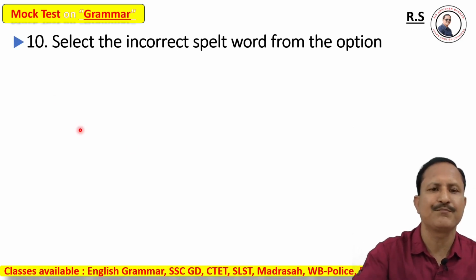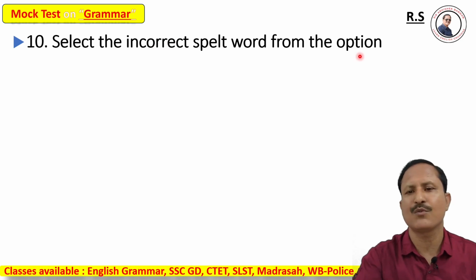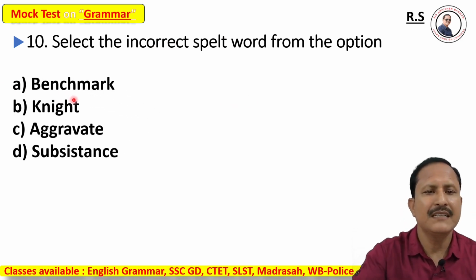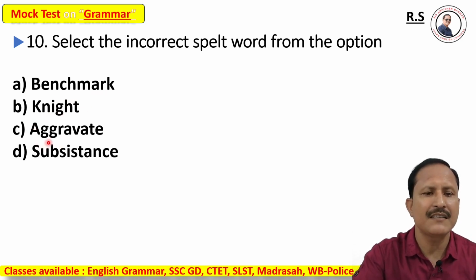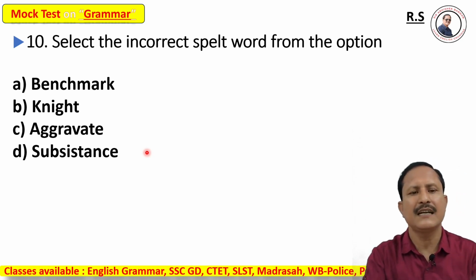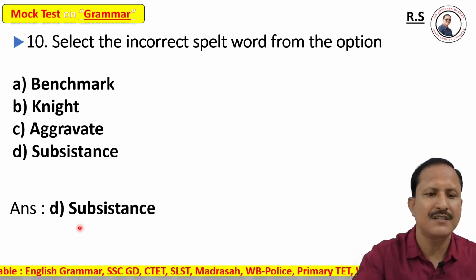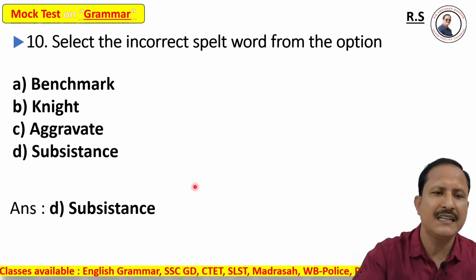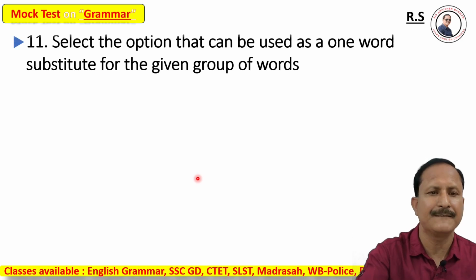Now question number 10. Select the incorrectly spelled word from the options. Benchmark, Knight, Aggravate. Option D, Substance. The incorrectly spelled word is option D, Substance.